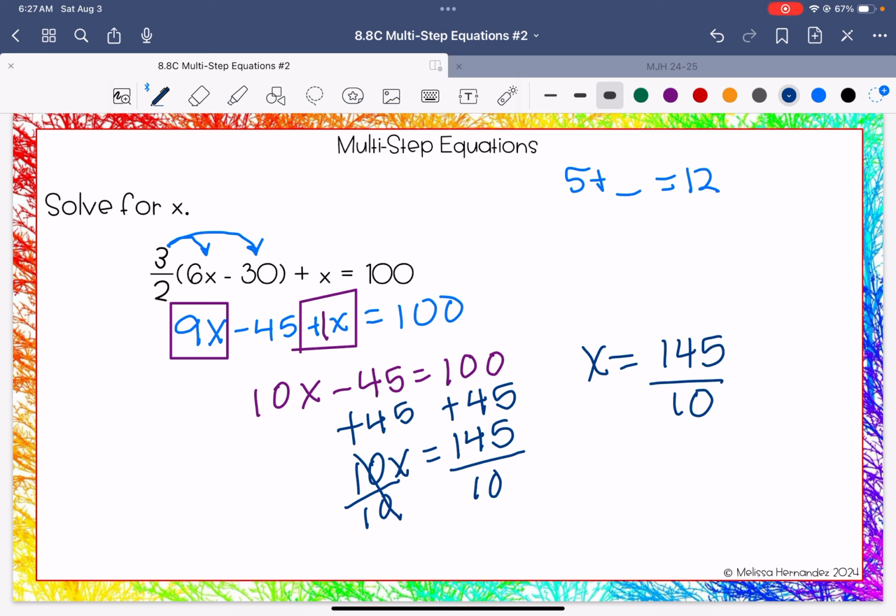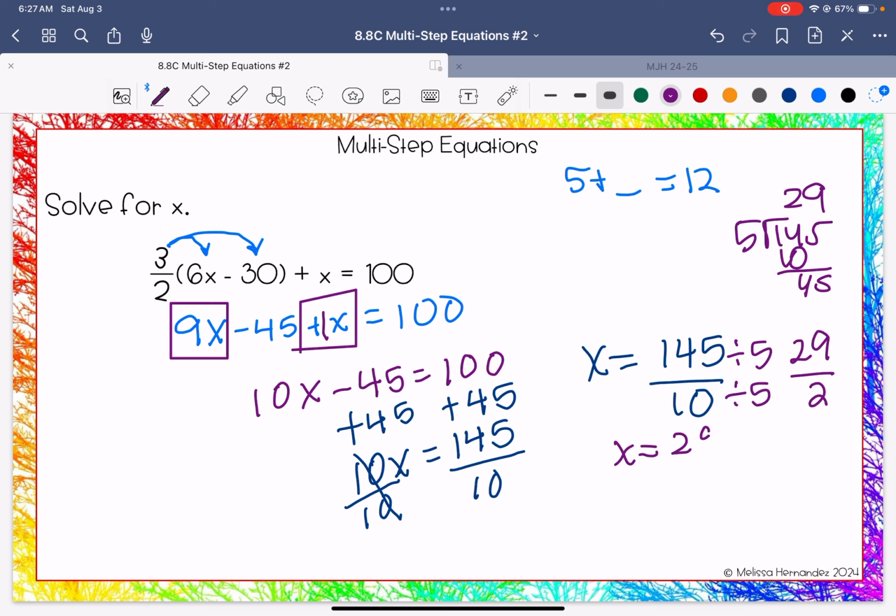They're both divisible by 5. This gives you 29 over 2. I don't trust myself to do it in my head. Okay, so it's 29 halves, so x equals 29 halves.